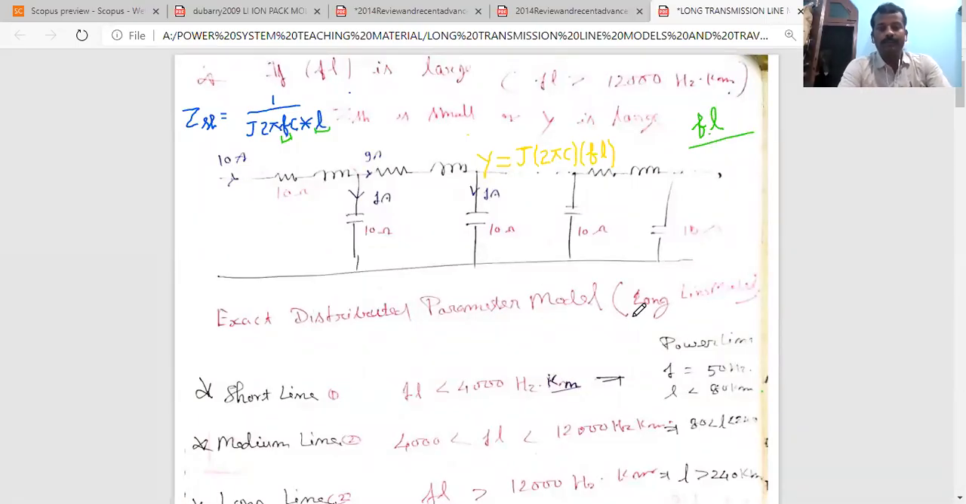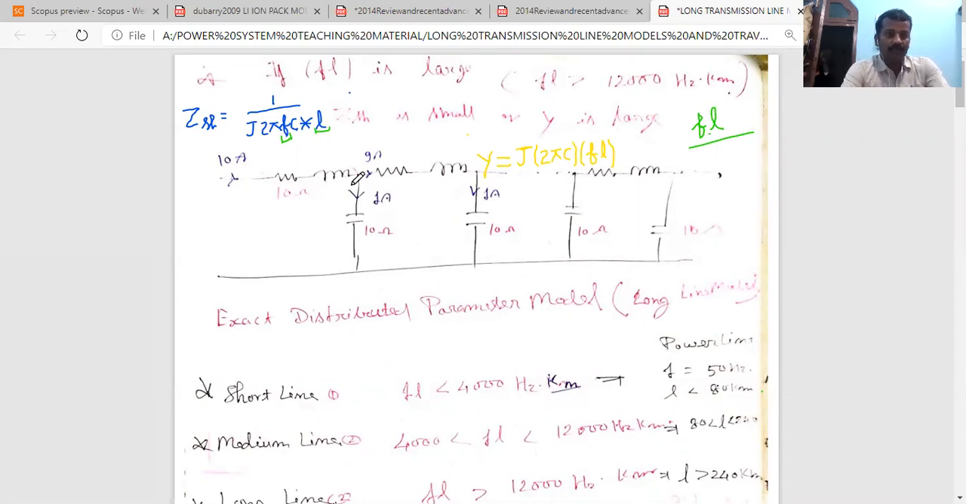Hello, my dear students. In this lecture, I am going to explain transmission lines, their types, the equations for voltage and current, surge impedance, and surge impedance loading. These things I am going to cover in this lecture. Before starting, I want to tell you that a transmission line has three parameters.